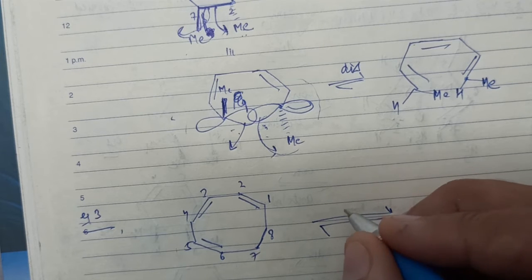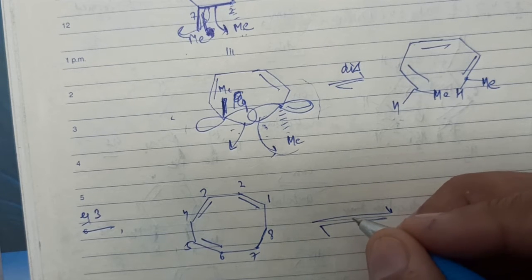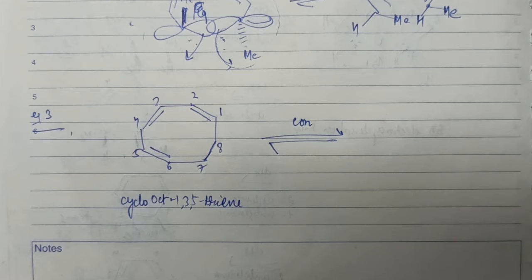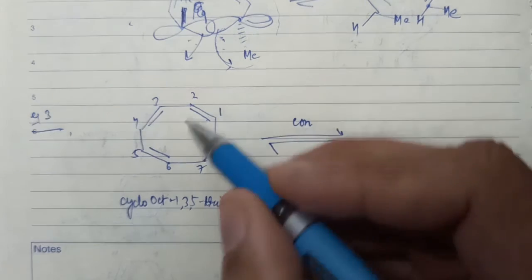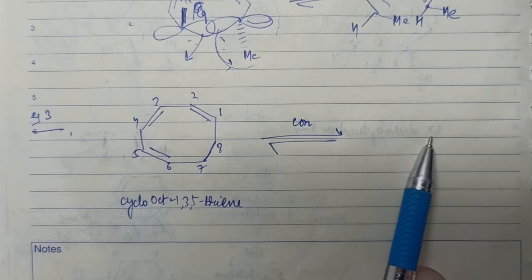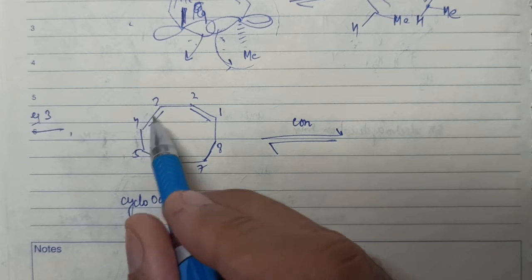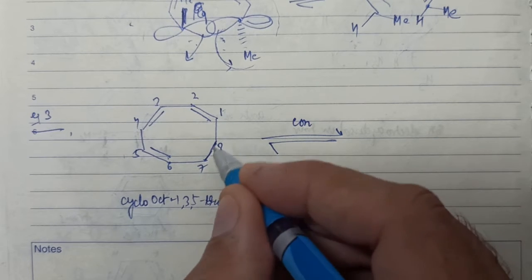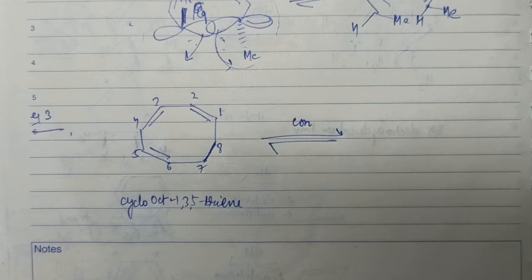Let's say if this opens up in a conrotatory manner, then what would be the product? In order to understand this, I need to focus on which bond is opening. Now remember, we are opening up an electrocyclic ring to an acyclic product. These are the 3 double bonds, starting from the first carbon atom. Here is this 7-8 bond, which is allylic. That means this bond has to open.